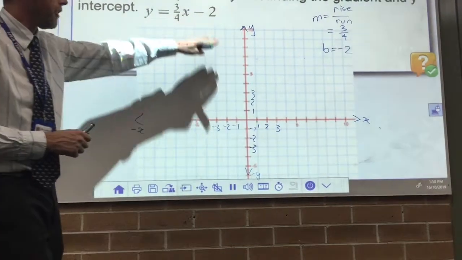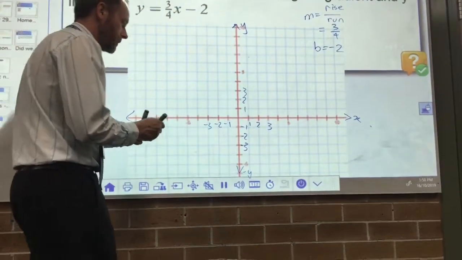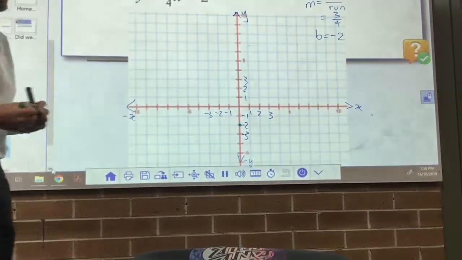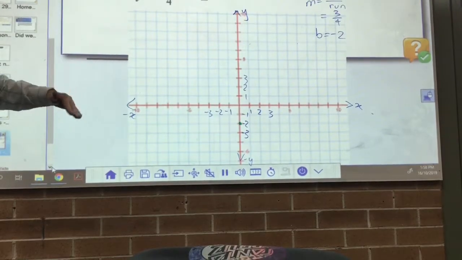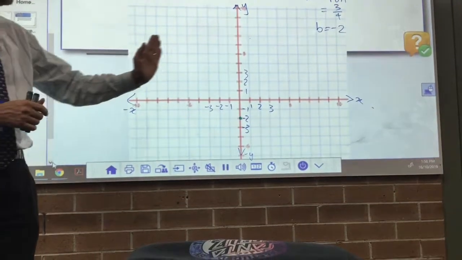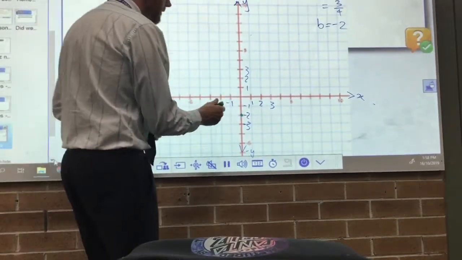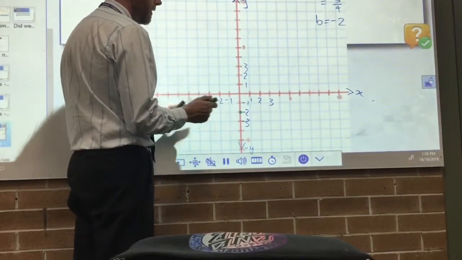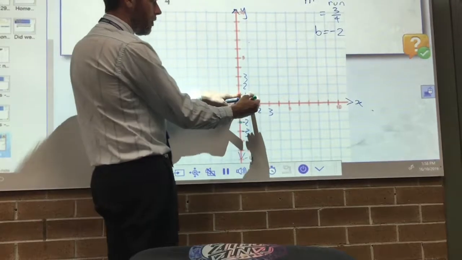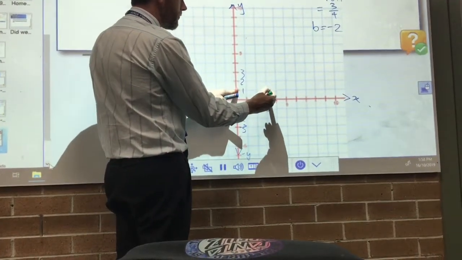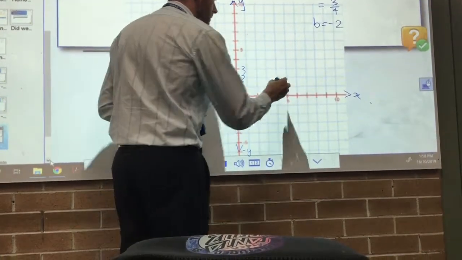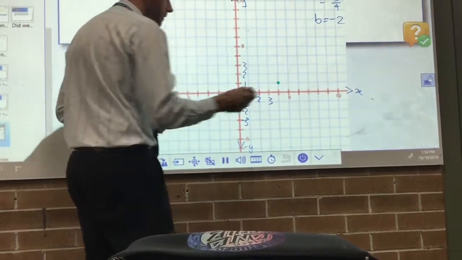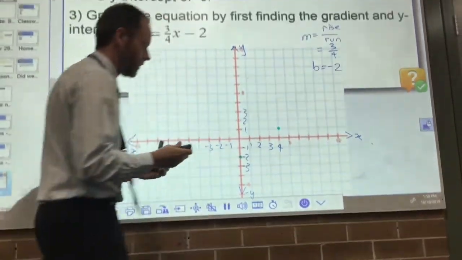The first thing I can quickly tell is my y-intercept, which is down here at 0, minus 2. It then says I rise 3 and I run along 4. So if I go up 3, 1, 2, 3, that gets me to there. But then if I go along 4, 1, 2, 3, 4, I actually end up here. Alright, I need another number to be super clear. So I draw that on there.